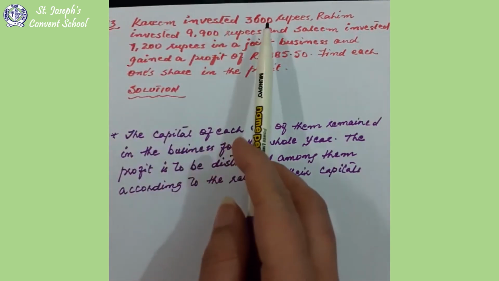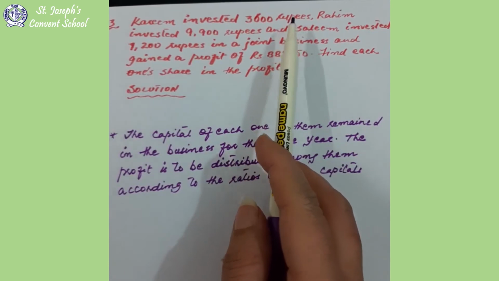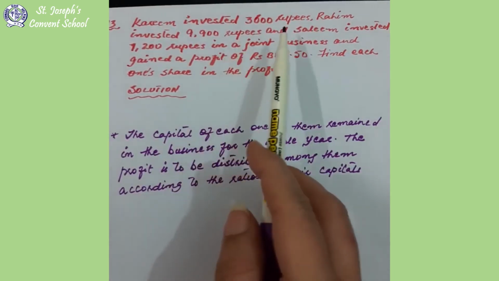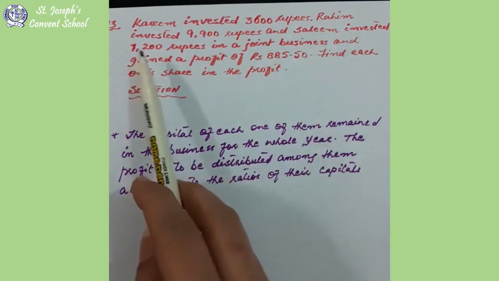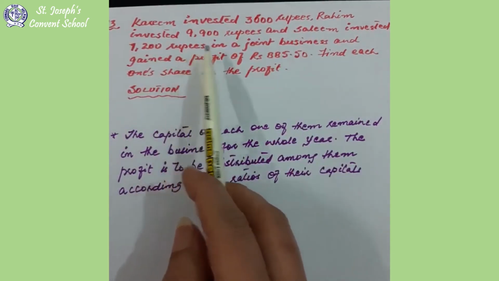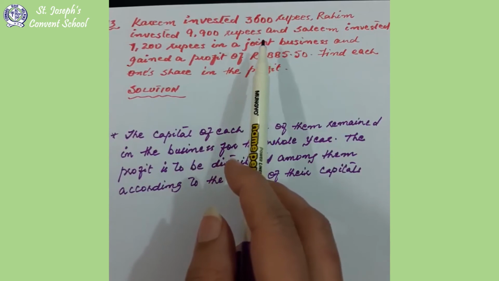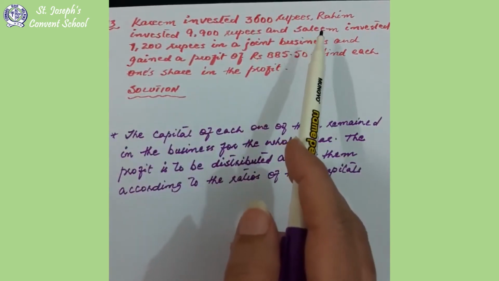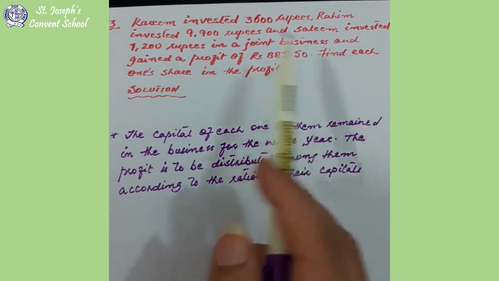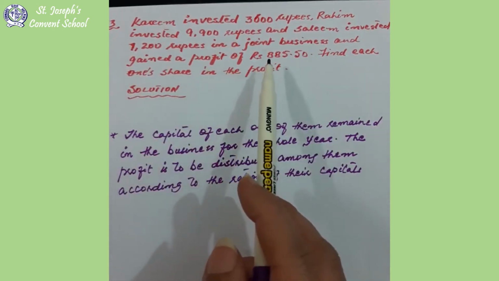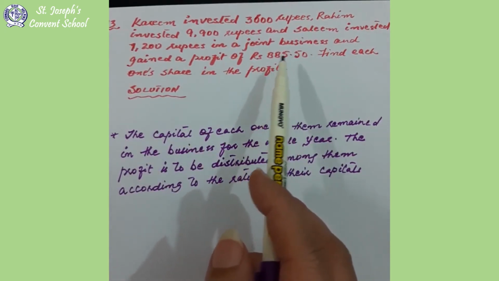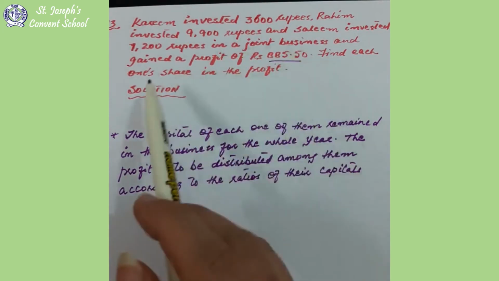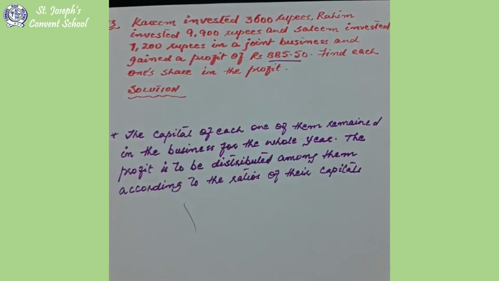Question number 3 now. Kareem invested 3600 rupees. Rahim invested 9900 rupees and Salim invested 7200 rupees in a joint business, again partnership. So these three are Kareem, Rahim and Salim. They invested the amount in the business and gained a profit of rupees 885.50. This amount is the profit. So find each one's share in the profit.